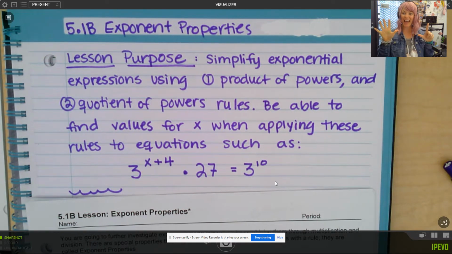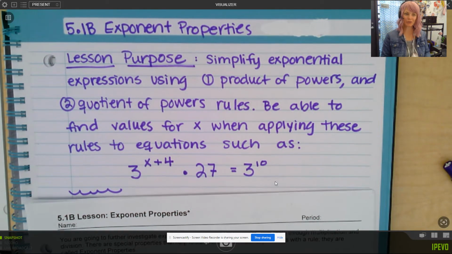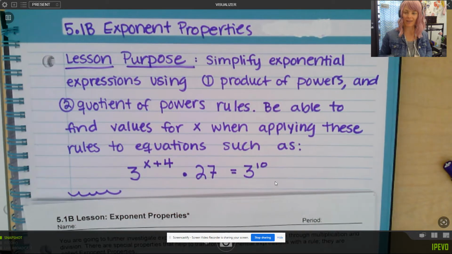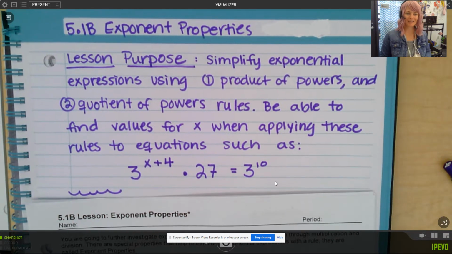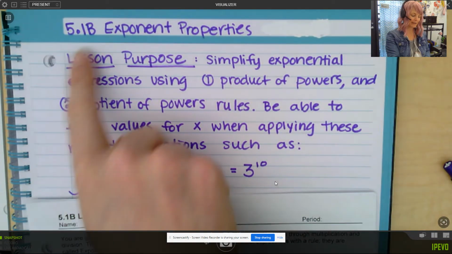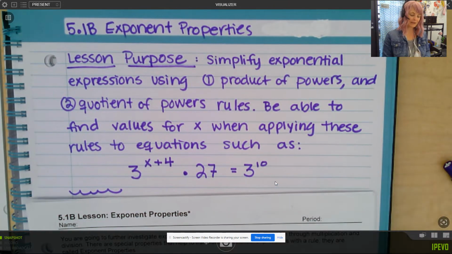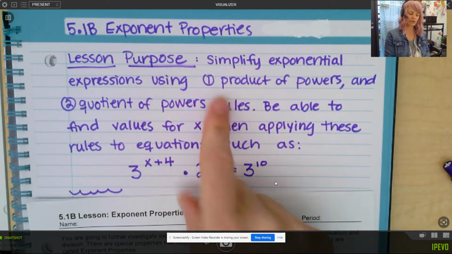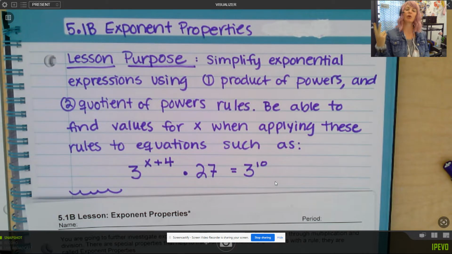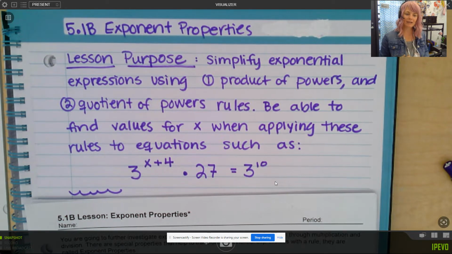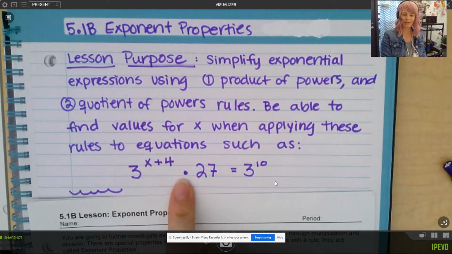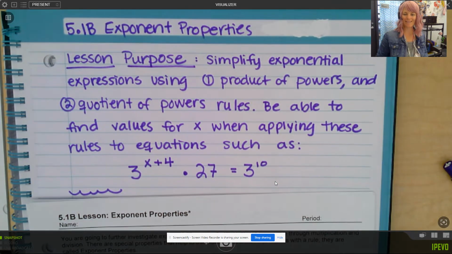There are 7 exponent property rules that we will be learning the shortcuts to in this module. Today, 5.1b exponent properties, our purpose is to simplify exponential expressions using 1, the product of powers, and 2, the quotient of powers rule. So we're learning 2 rules in this lesson today. And we're going to be able to find values for x when applying these rules to equations such as 3 to the x plus 4 power times 27 is equal to 3 to the 10th. And that's going to look easy peasy by the end of this lesson.